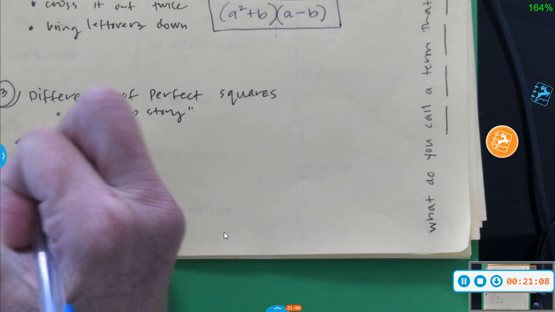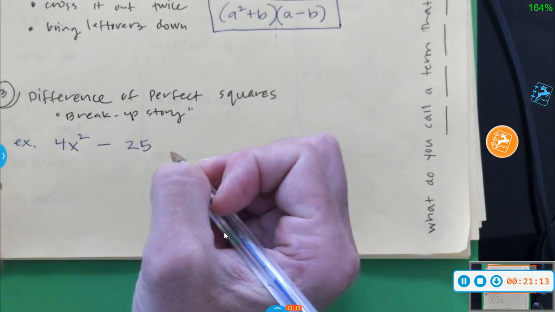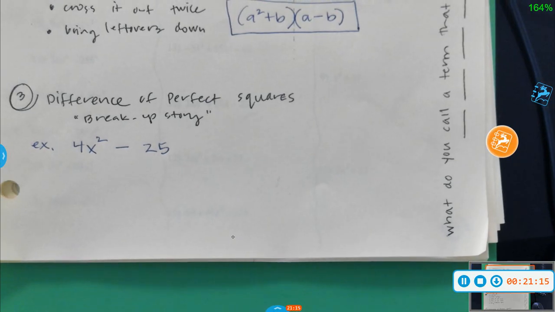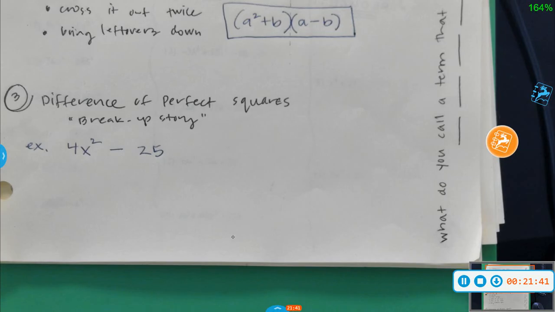All right, so here's the first problem: 4x squared minus 25. Now, this is going to be great. If this records correctly and it picks up my voice, you're going to go home and play this for your family, your siblings, your roommates, because this is genius. First of all, it's two terms. The difference of perfect squares only works for two terms. I'm not writing all this down. I'm going to tell it to you because if you pay attention, you'll be like, yep, that makes sense.